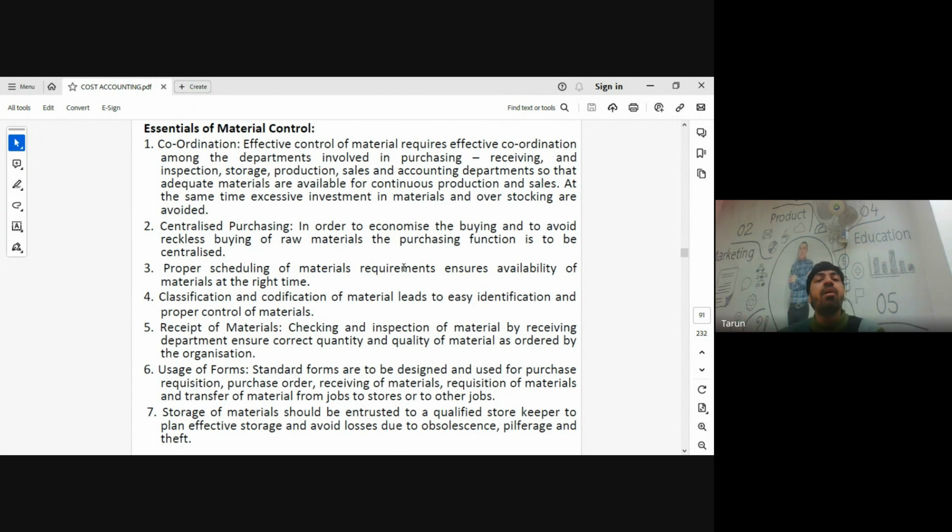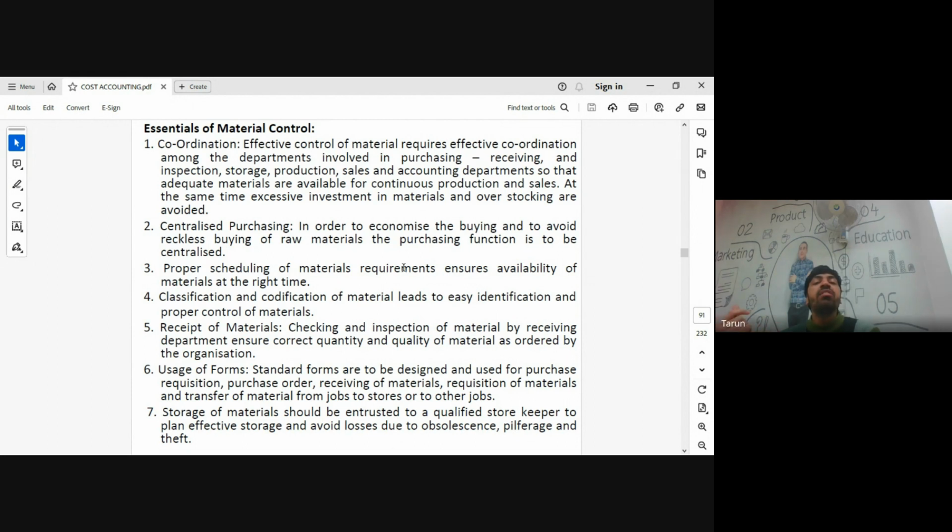It is very important that standard forms are designed and used for purchase request, purchase order, and receiving any sort of materials. When you make a request for any sort of materials, there are standard forms that the organization has to fill up so that accordingly they will fulfill the requirements of the organization in respect of receiving the materials. And of course, the transfer of materials from jobs to stores or other locations.